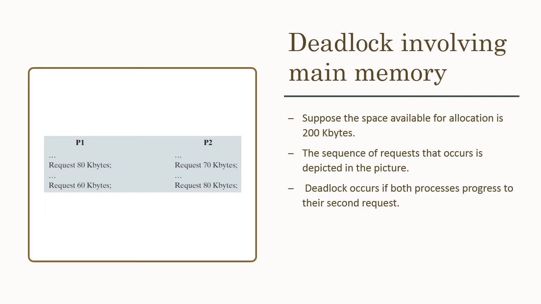So if we give 80 kilobytes to P1 and 70 kilobytes to P2, we are only left with 50 kilobytes now. Now we cannot satisfy the 60 kilobyte request of P1. We can also not satisfy the 80 kilobyte request of P2. This is a deadlock. The best way to deal with this problem is by using virtual memory.